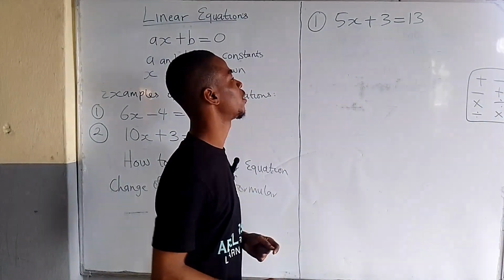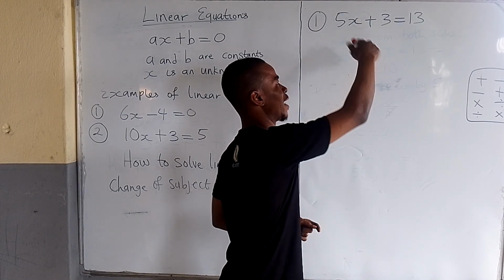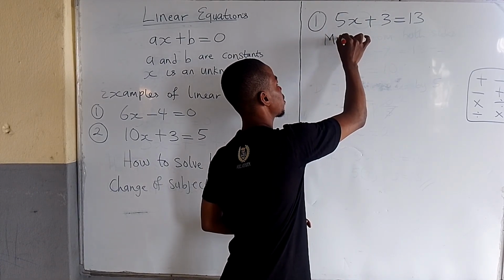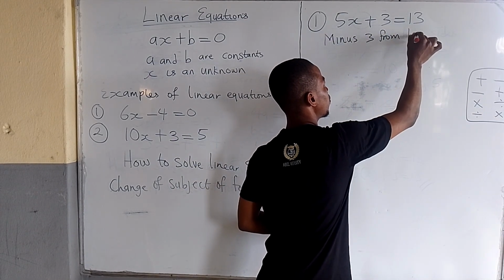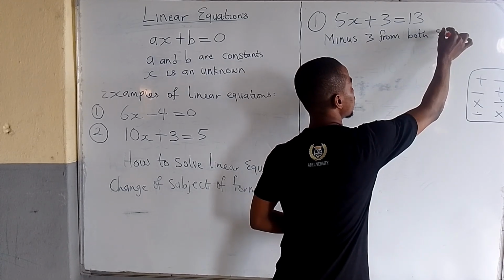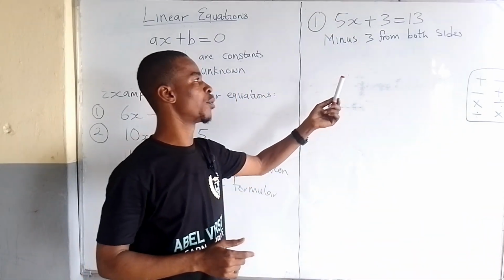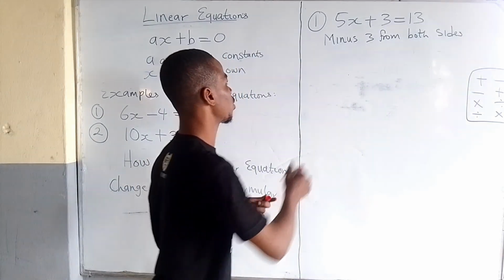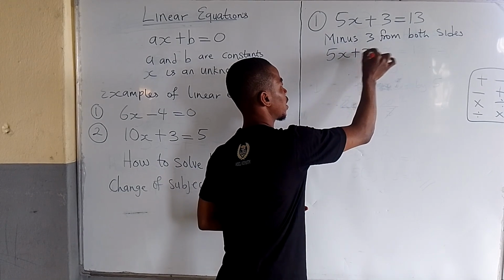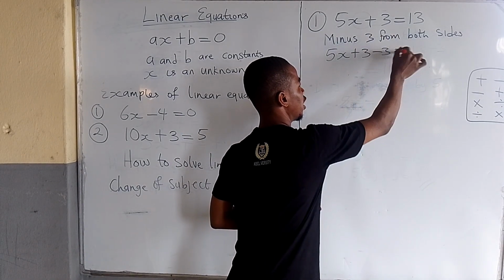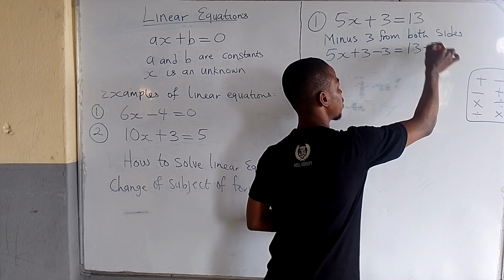So moving on, 3 is connected to x with a plus sign. So we say minus 3 from both sides. Minus 3 from both sides. So we're going to do this. On the left hand side, we say 5x plus 3 minus 3 equal to, on the right hand side, we now say 13 minus 3.